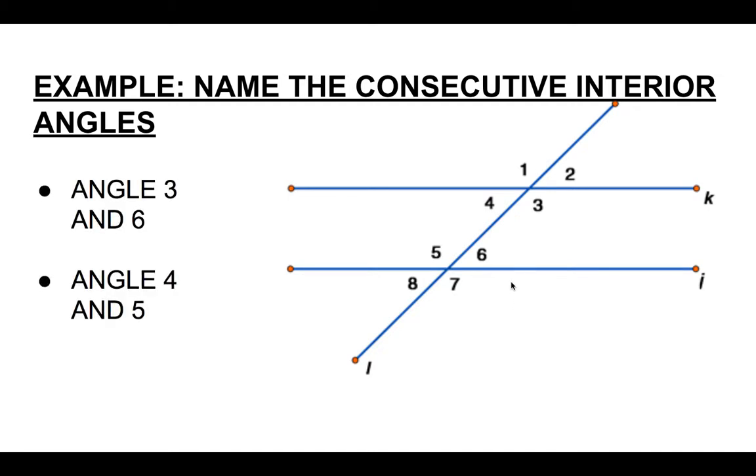So you should have gotten angle 3 and angle 6, because notice again, they're both inside line segments K and I, and they both lie on the right side of the transversal, and then angles 4 and 5. So again, inside the line segments K and I, and they both lie to the left of the transversal line L.